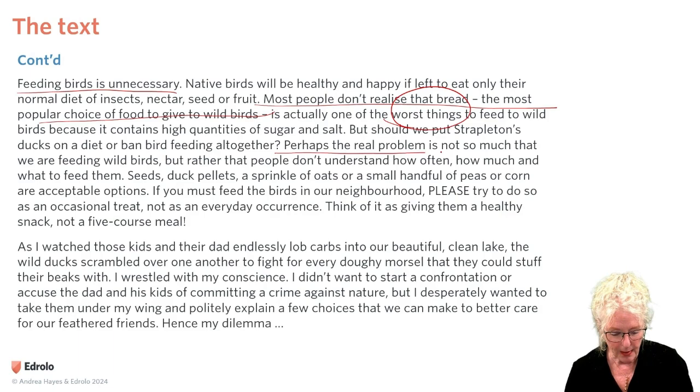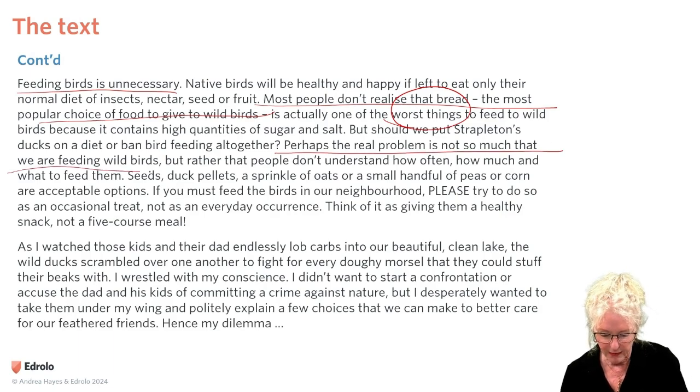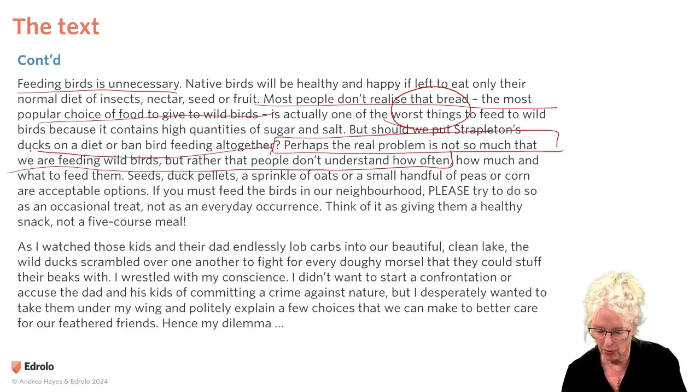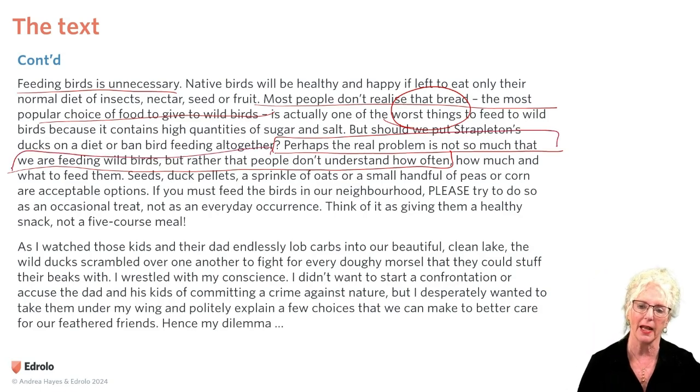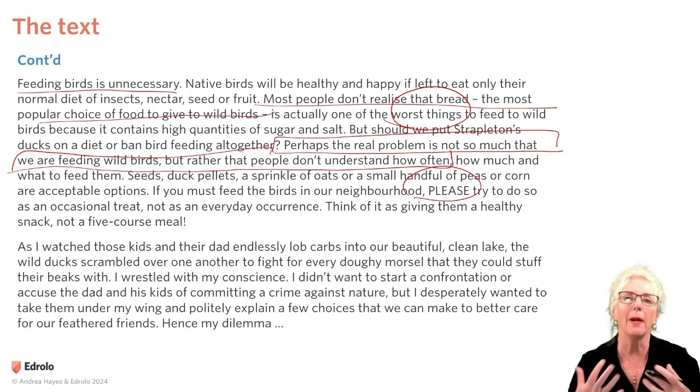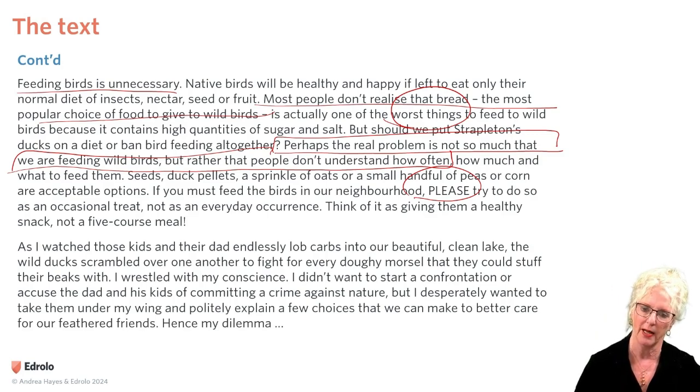Then she says here, perhaps the real problem is not so much we are feeding the wild birds, but that people don't understand. So, you know, it's an inoffensive way of saying, hey, we need better education of this. So then suggests what should be fed. Okay, please, caps, try to do so as an occasional treat. If you must do this, then do it this way. Think of it as giving them a healthy snack, not a 5-course meal. So you're sort of getting told off, but not really.